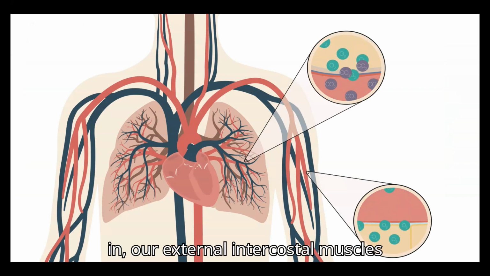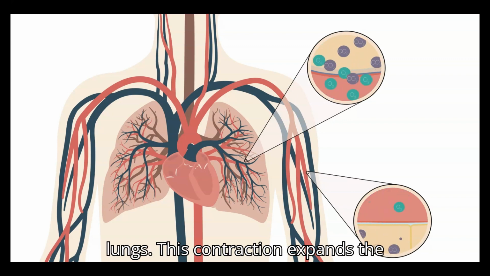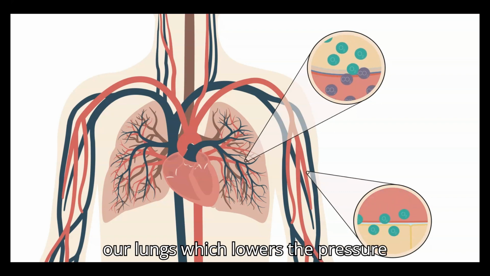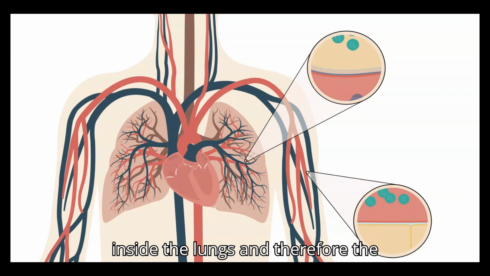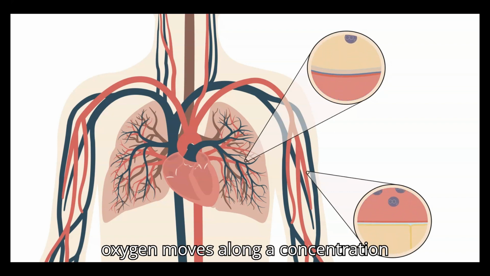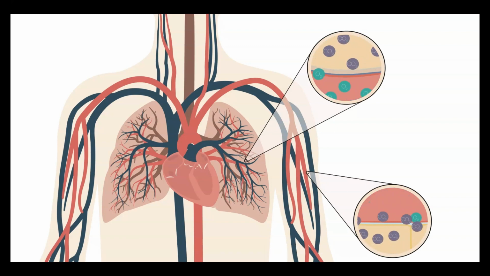When breathing in, our external intercostal muscles contract, which are muscles around our lungs. This contraction expands the thoracic cavity, or the space in our lungs, which lowers the pressure inside the lungs and therefore the concentration of oxygen. And because oxygen moves along a concentration gradient, oxygen runs into our lungs.